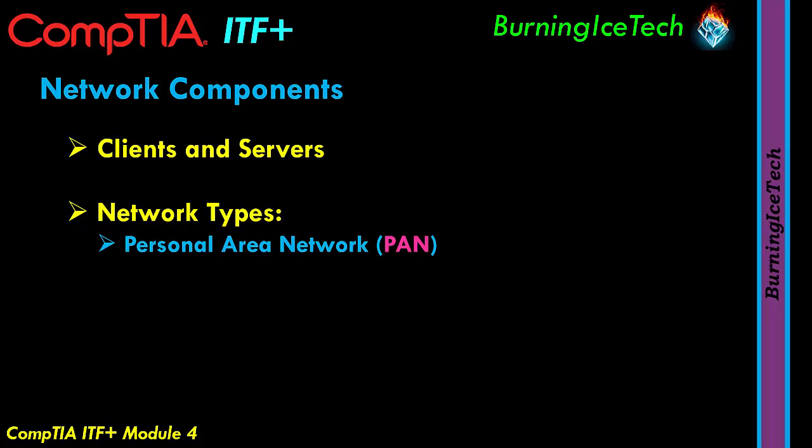So if you can imagine yourself sitting at a desk, this could be your office desk or a desk in your home. When you sit at that desk in front of your laptop or in front of your desktop screen, basically anything that's within arm's reach is part of your PAN. This could potentially be a printer.